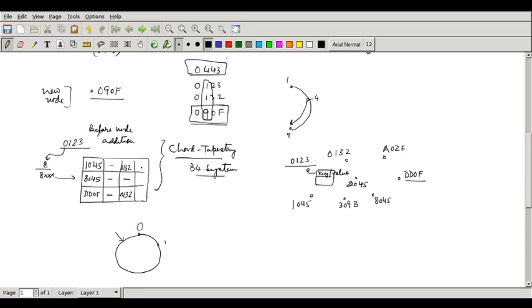Fourth digit there is no match. There is no node which is going to be there. There is nothing with 0, 1, 2. So it's going to be dash. So this is the old table.